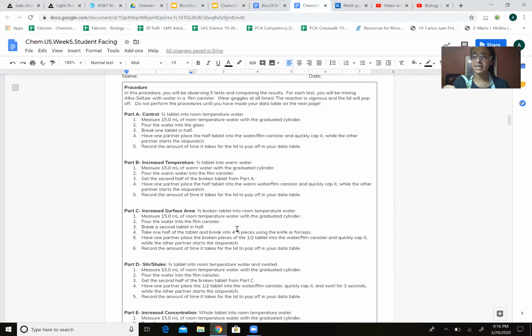So we just have a baseline. So we see when nothing is being manipulated, none of these variables that we're looking into are being manipulated, what is the base comparison? Then we're going to increase the temperature. All the other tests, except our test B, are going to have room temperature water. Test B is going to have hot water that I got from the tap water.